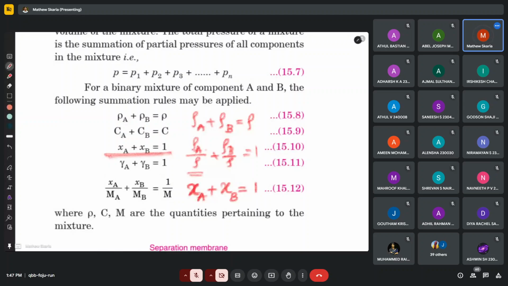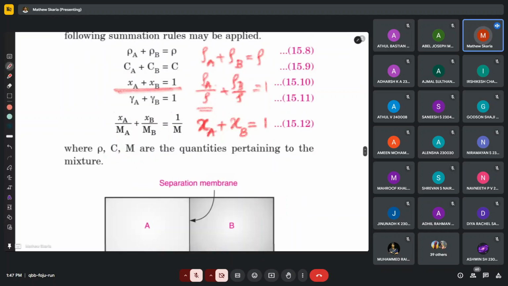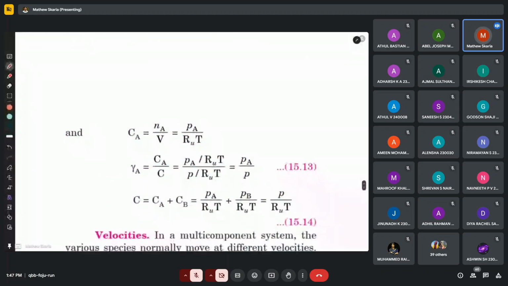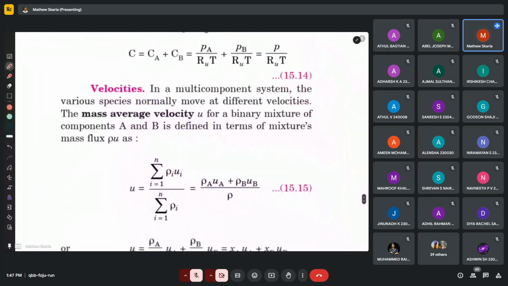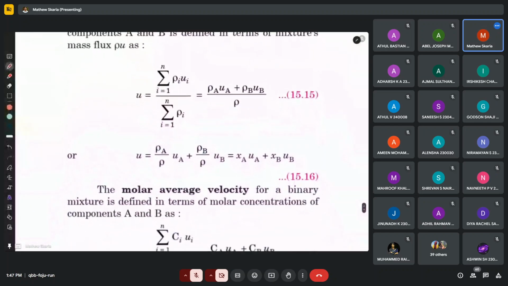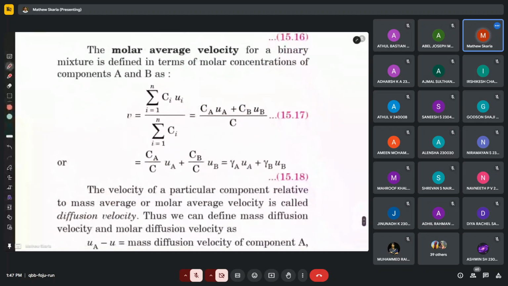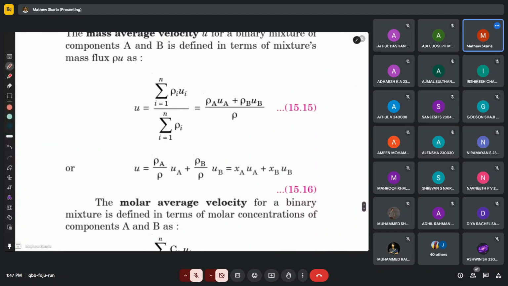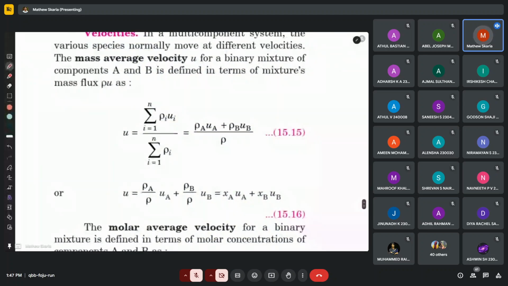Okay, now we'll discuss another terminology, velocity. Mass average velocity and molar average velocity.